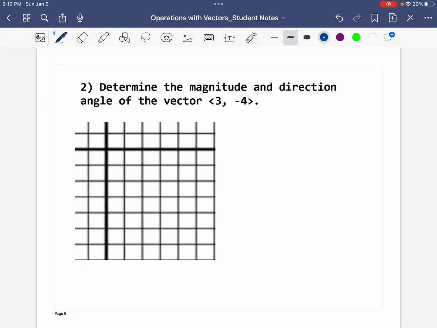All right, so a little bit more with magnitude and direction. I now have components of my vector are 3, -4. So that means I go from the origin, right 3, down 4. So there's my vector. In order to get the magnitude of this vector, I'm going to do the square root of the x component squared plus the y component squared. And so we have 9 and 16 make 25. So I have a magnitude of 5.